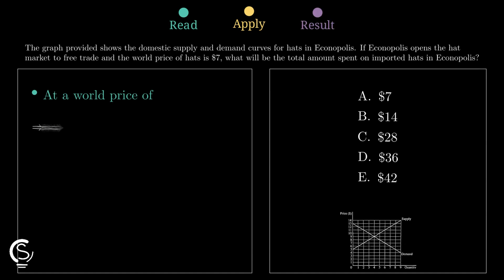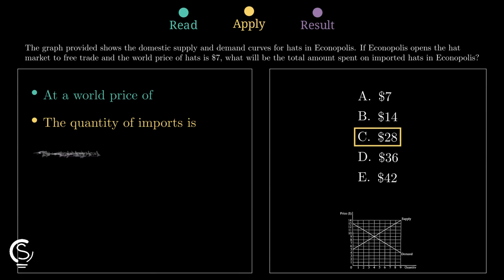Subtract the 2 units supplied from the 6 units demanded to get 4 imported hats. Multiply 4 by $7 to get $28 total.